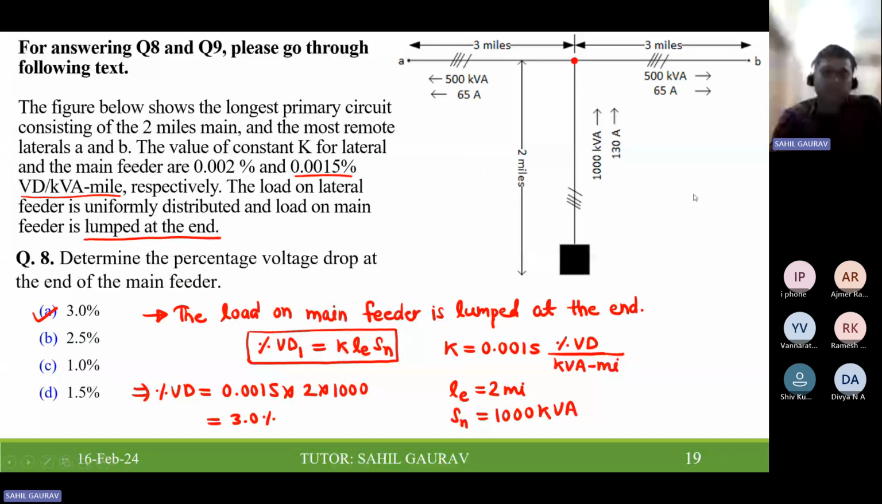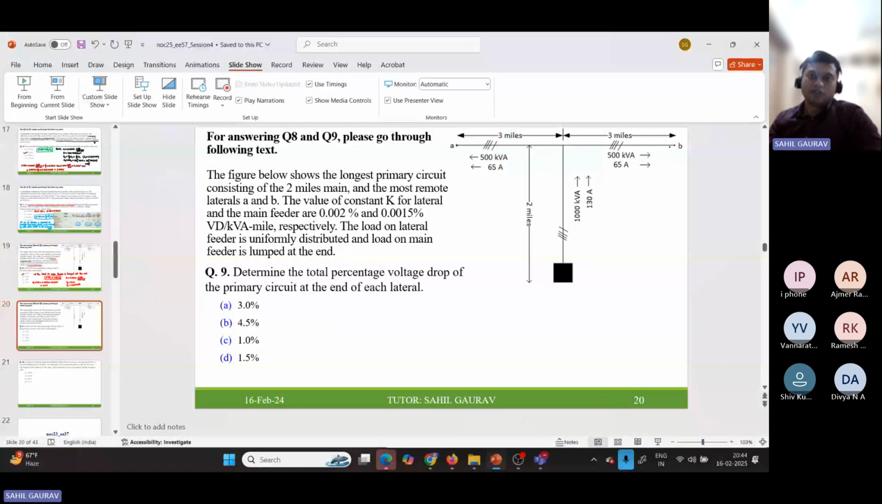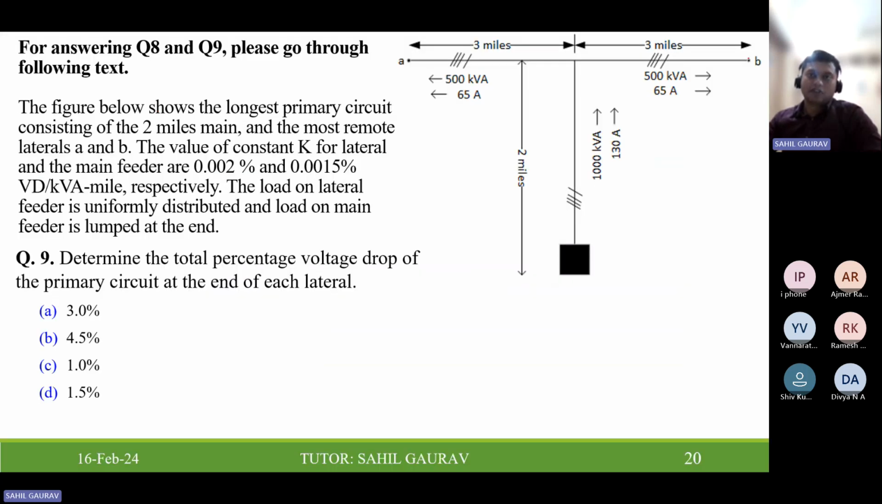So this one is quite simple. I hope you understand. So let us move to the next problem. In the next problem, you have to find the percentage voltage drop of the primary circuit at the end of each lateral. So they are asking about the end point, that is, at this point, either A or B.